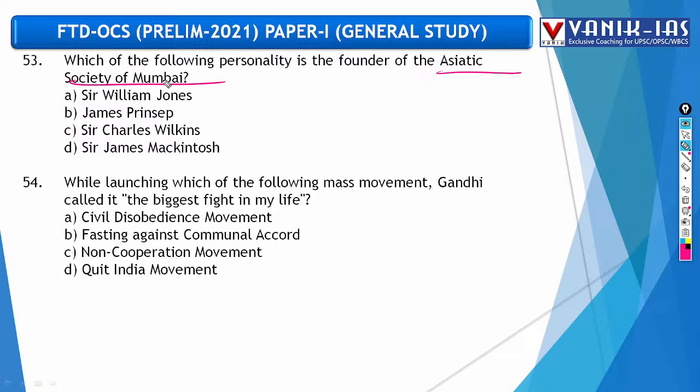Next question. While launching which of the following mass movements did Gandhi call it the biggest fight of my life: civil disobedience, fasting against communal award, non-cooperation movement, or the Quit India movement? The answer is the Quit India movement, right? Gandhiji advocated do or die. Quit India was started on 8 August 1942, after the failure of the Cripps Mission and the August Offer. It is also called August Kranti. Do or die was the slogan of Gandhiji.